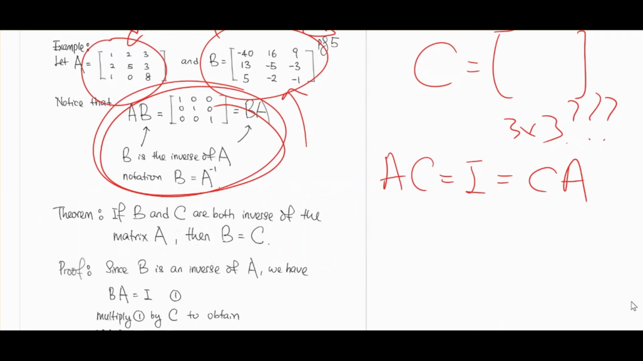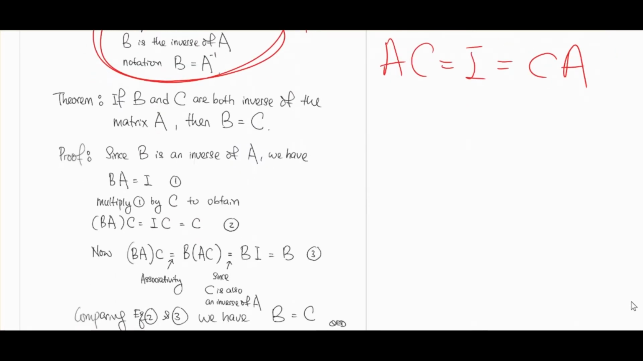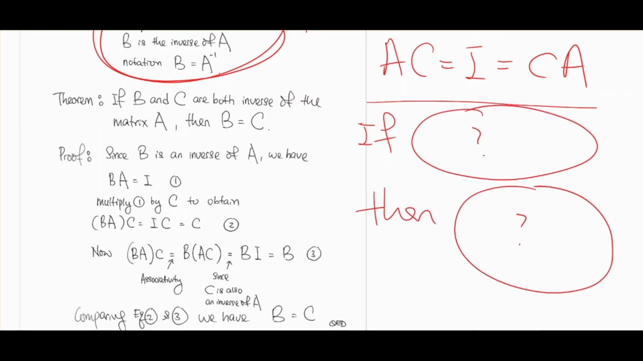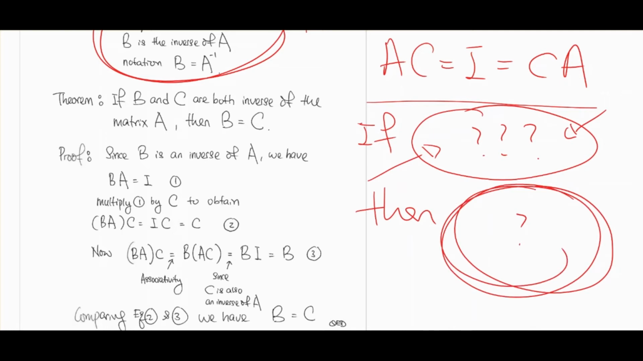All right, so let's look at the proof. How do we actually prove a theorem that looks like this? A theorem consists of hypotheses. A theorem always starts with "if" something, and then the conclusion. So the theorem always starts with the hypothesis, which are all the assumptions, and then comes the conclusion. The assumption is that B and C are the inverse of matrix A, and the conclusion is that those two matrices B and C are the same matrix.